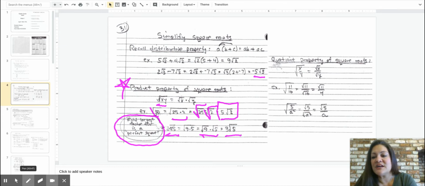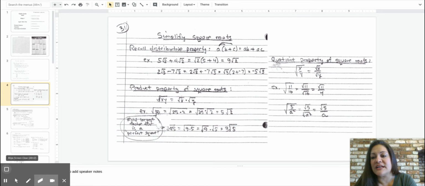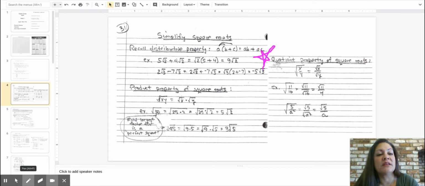Okay, so our next section here is quotient. So product means it is going to be multiplication, and quotient is going to be division. Okay, so up here, quotient property of square root. If we have the square root of x divided by y, then we can also make that square root of x over the square root of y.